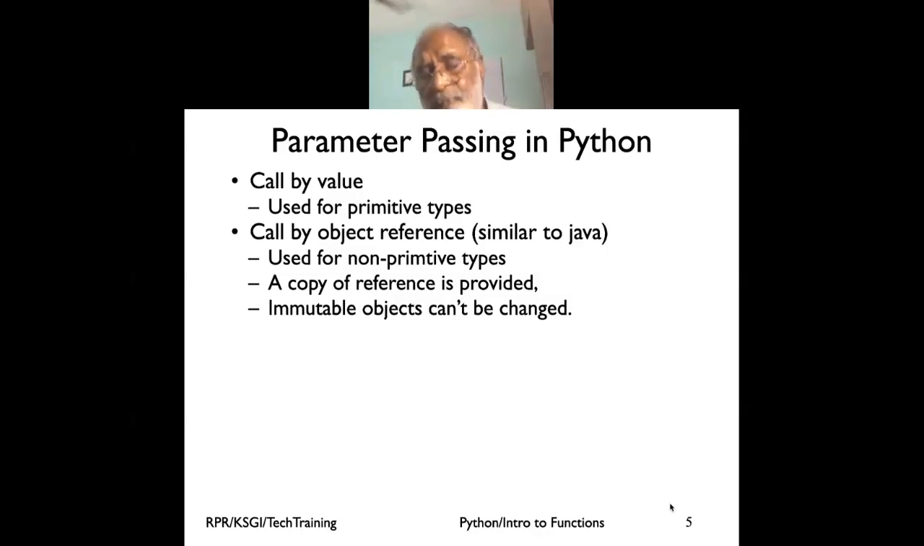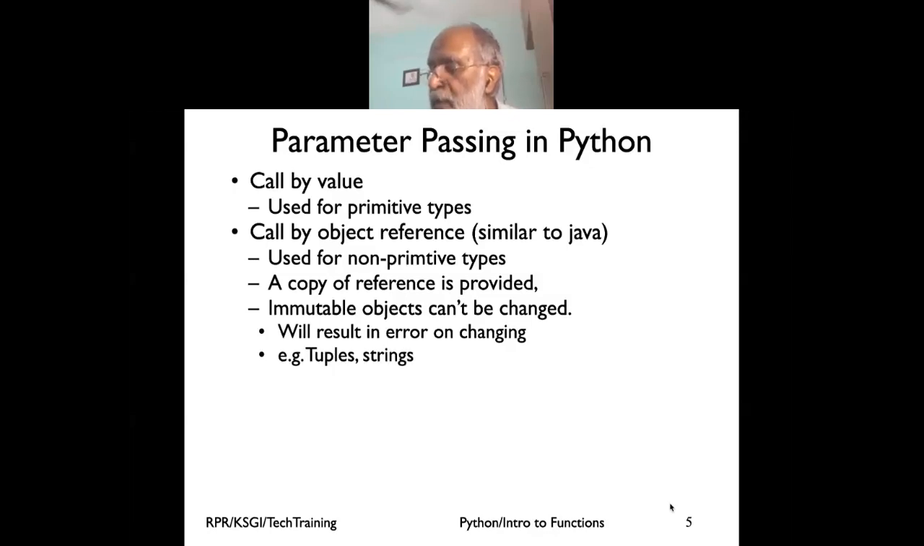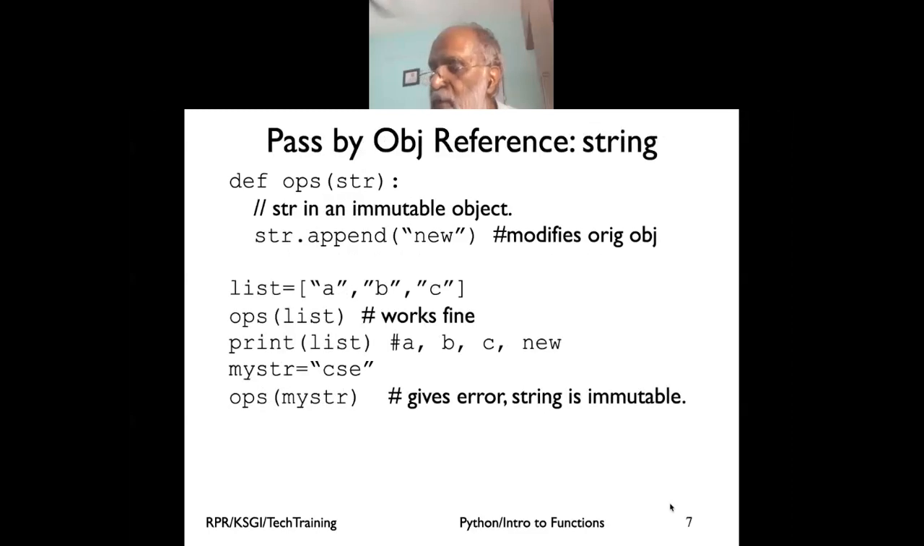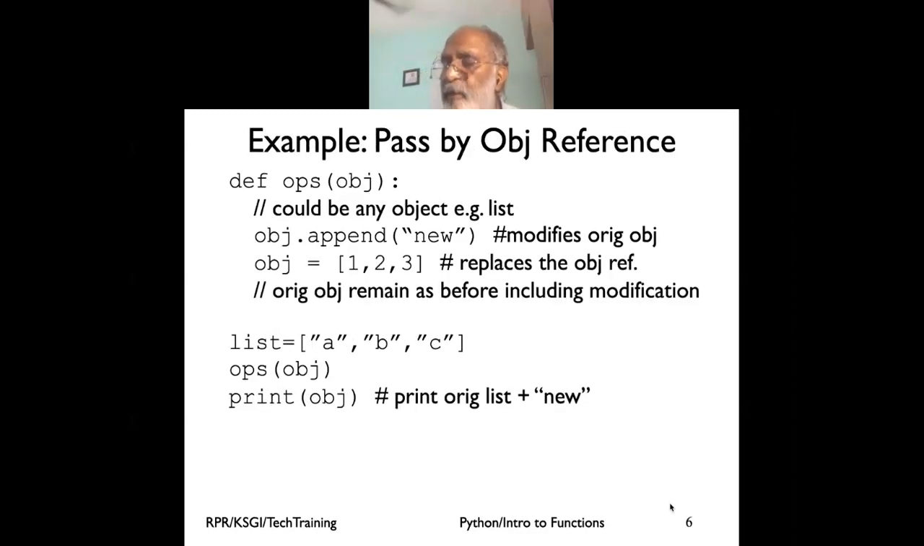But further to realize, if an object is immutable like a string, and if I pass the string inside the function and try to treat it as a list and change the value, it will give you an error because a string is an immutable type and that cannot be changed. And when we look at the examples, you will probably know what that means. But mutable objects like a list can be changed, immutable ones cannot be changed inside a function, and we'll look at both those examples. So let's look at the following code.